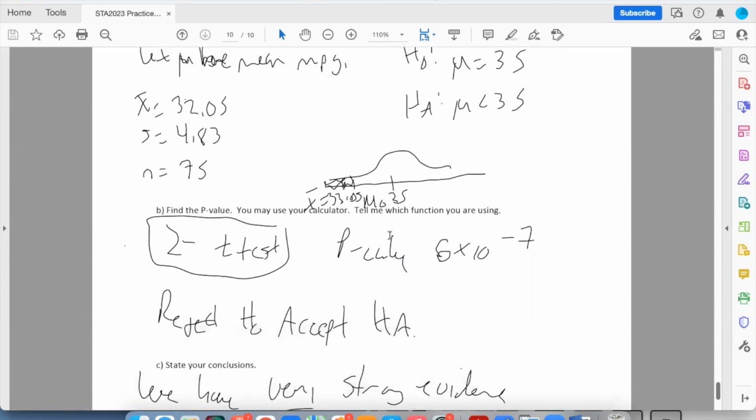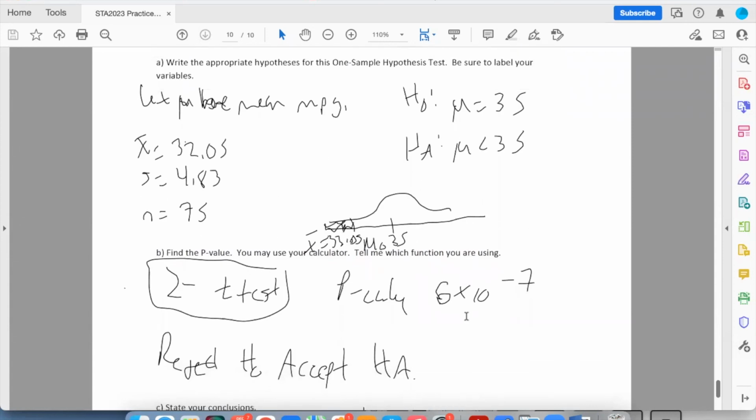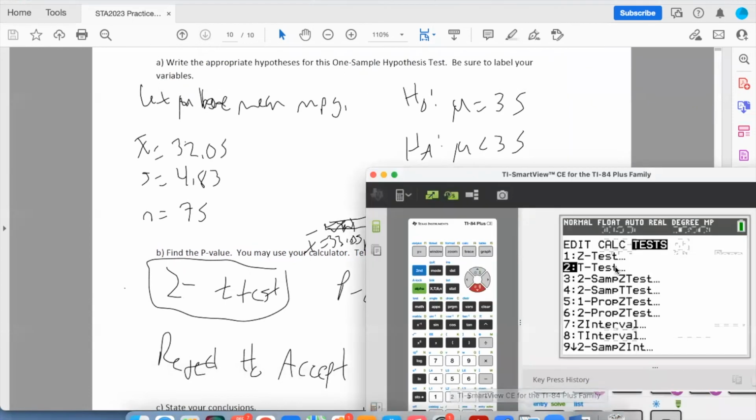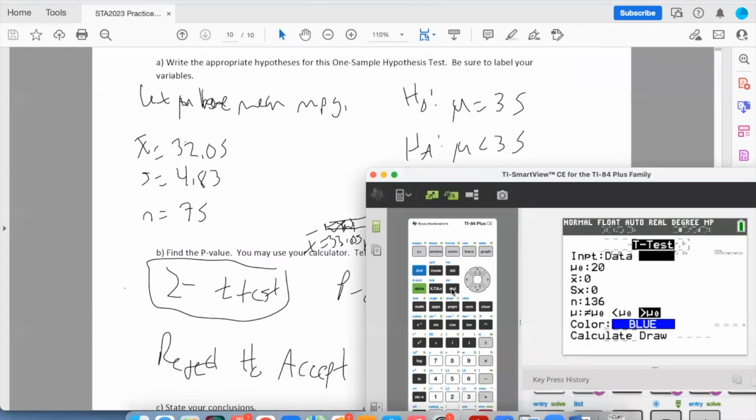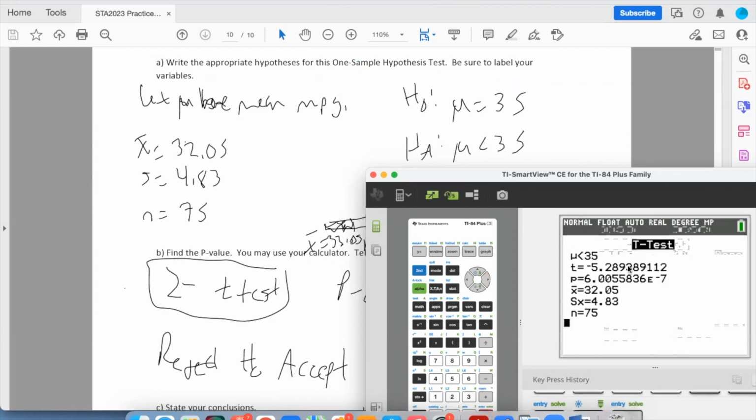We type this in the calculator. Let's actually type this one in because I want you to see that on the calculator. So t-test, this was 35, 32.05, 483, and 75. And we chose right there, less than. Hit calculate. Look at that p-value.